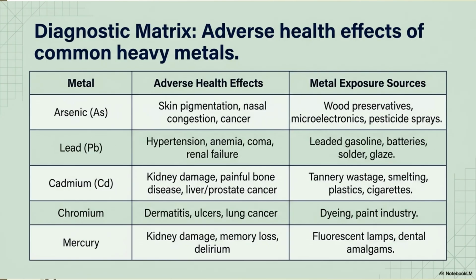Heavy metals pose unique, severe hazards. Arsenic, found in wood preservatives and microelectronics, causes skin lesions and cancer. Lead, present in old gasoline, batteries, and solder, leads to hypertension, anemia, and renal failure. Cadmium, from tanneries and smelting, causes kidney damage and painful bone disease. Chromium, used in dyes and paints, triggers severe dermatitis and lung cancer. Finally, mercury, found in fluorescent lamps and amalgams, causes irreversible kidney damage, memory loss, and delirium. Recognizing these specific hazards allows for targeted monitoring.